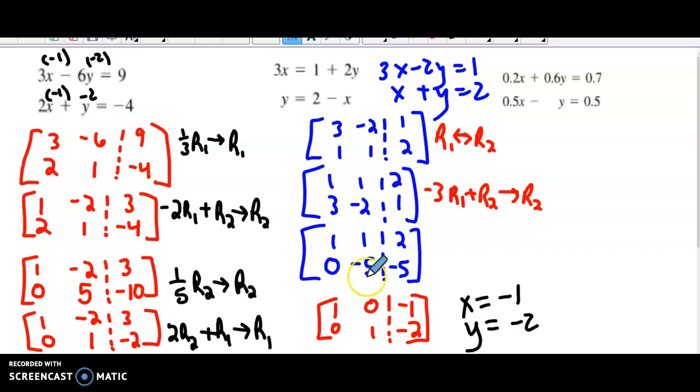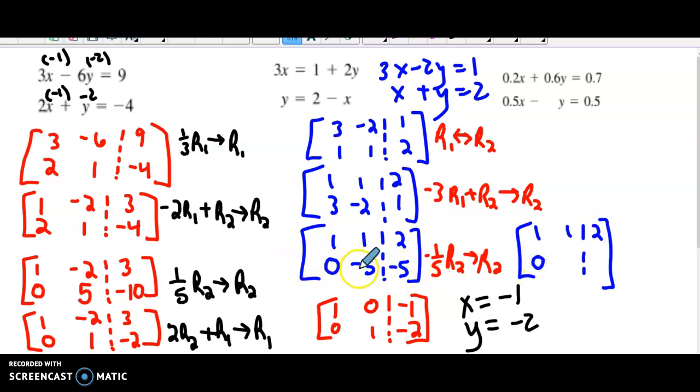I'd like to turn this into a 1. So I am just going to take negative 1/5 times row 2, and that'll be my new row 2. I'll go horizontal here. My row 1's staying the same, but I'm taking negative 1/5 times everything in row 2. Negative 1/5 times 0 is 0. Negative 1/5 times negative 5 is positive 1. Negative 1/5 times negative 5 is positive 1. I just need to turn this into a 0 yet. So I'll take negative 1 times row 2 and add it to row 1. That'll be my new row 1.